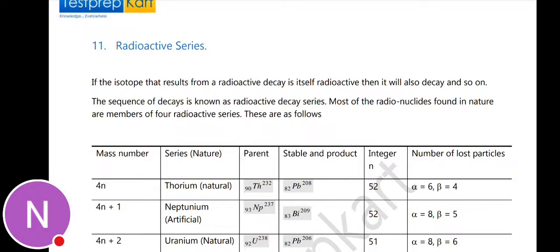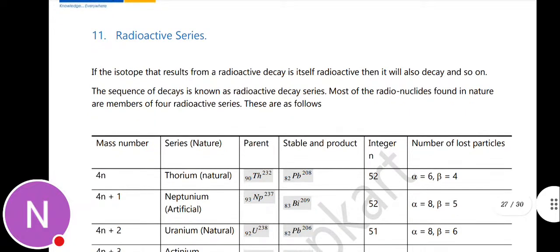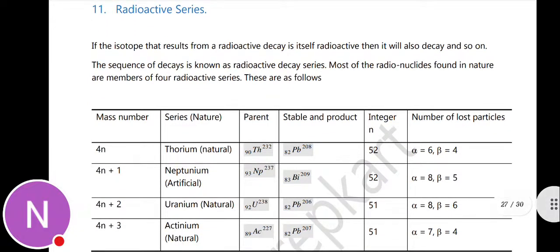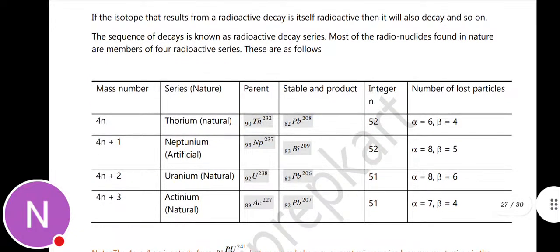Most of the radionuclides found in nature are members of four radioactive series, with mass numbers 4n, 4n plus 1, 4n plus 2, 4n plus 3. For the 4n series, it is thorium, which is natural. The parent is Th232 (90), stable product is 82Pb208, integer n is 52. The number of lost particles is alpha 6, beta 4.